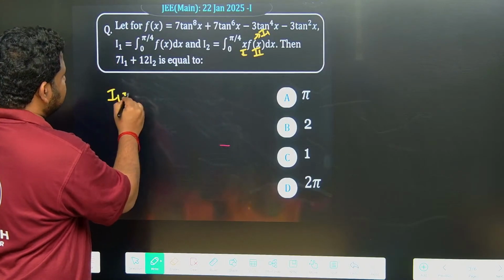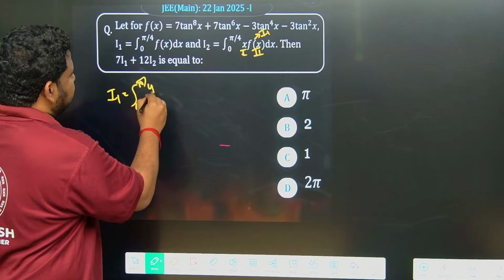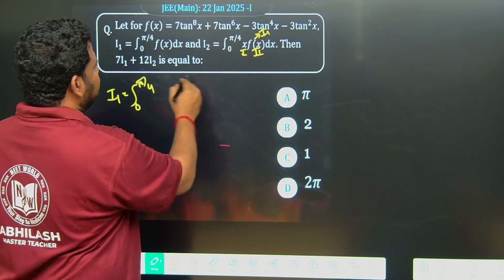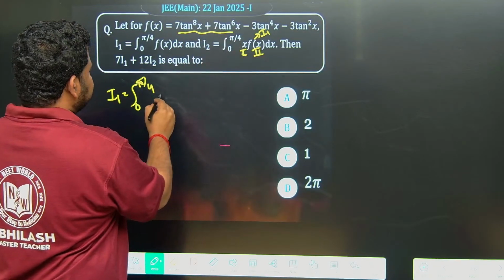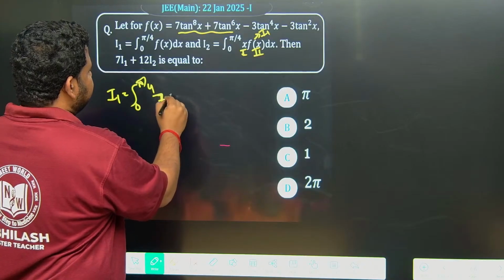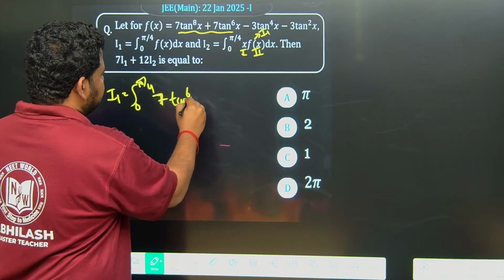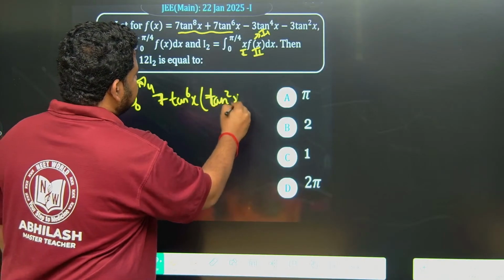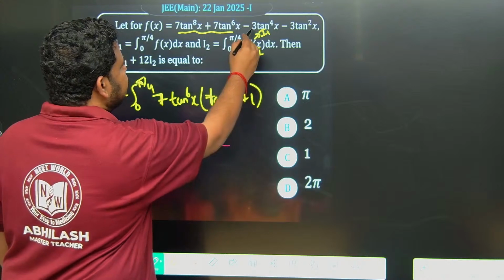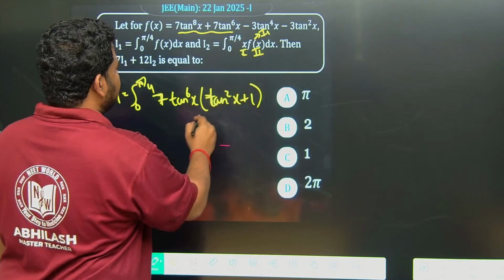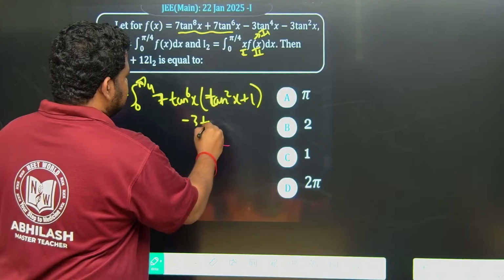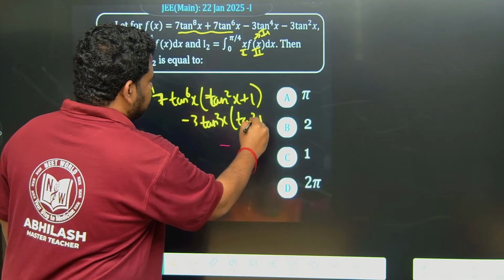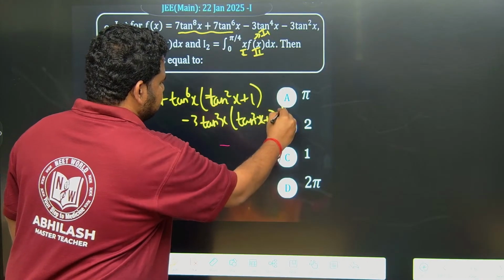I1 is equal to the integral from 0 to pi by 4 of f of x. What is f of x, friends? 7 times tan to the power of 8x plus tan to the power of 6x. First let me take this. I can take 7 times tan power 6x common, and this will become tan square x plus 1. Similarly, I can take minus 3 tan square x common, and this will become tan square x plus 1 dx.